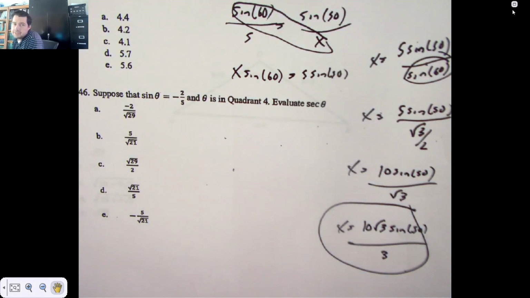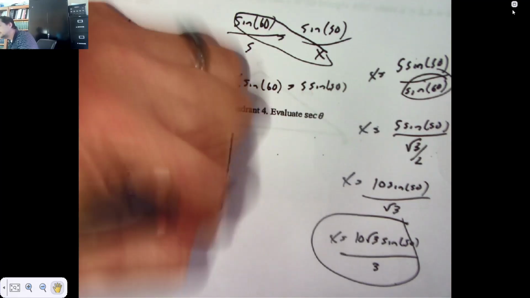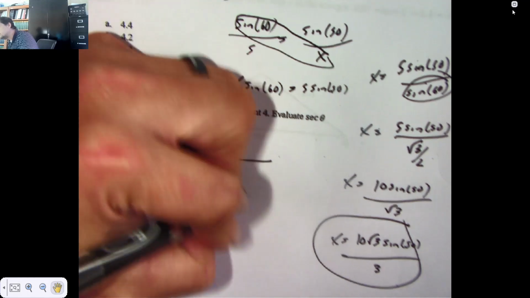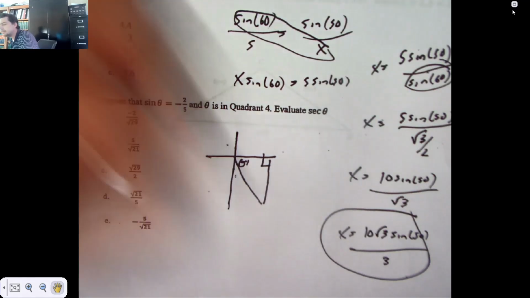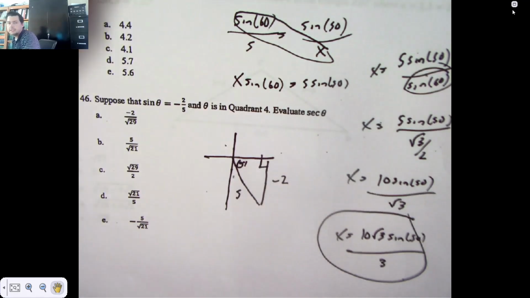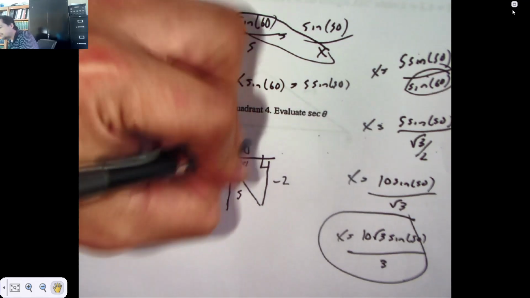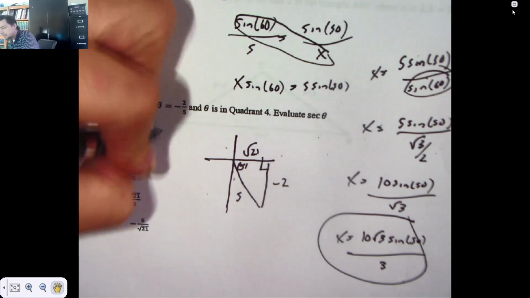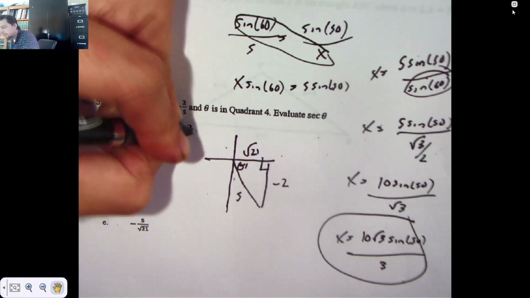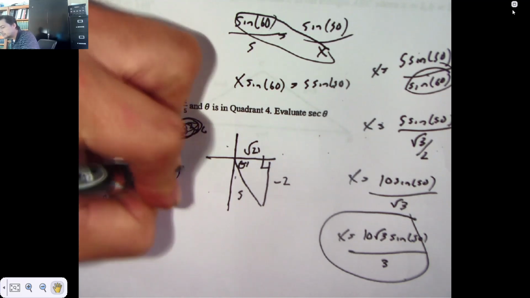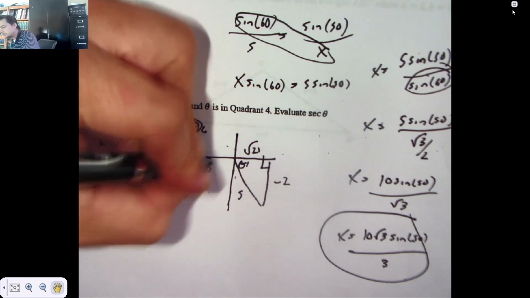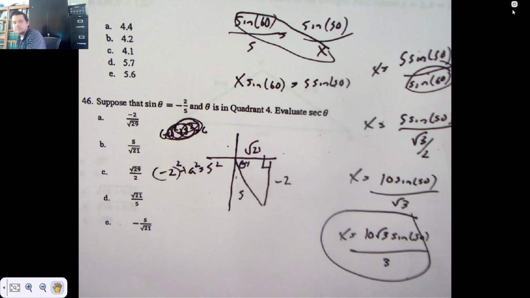Suppose the sine of theta is negative 2/5 and theta is in quadrant 4. Evaluate the secant of theta. So right triangle in quadrant 4, theta prime is reference, sine is opposite over hypotenuse. What's missing here is obviously the root of 21 because you know how to do Pythagorean theorem, which I apparently wrote wrong. You know, that's where that comes from.